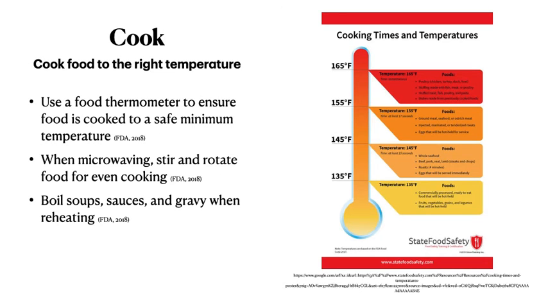The next precaution is to cook. Cook food to the right temperature. Use a food thermometer to ensure that the food is cooked to a proper safe minimum temperature. As you can see here on this chart, there are certain temperatures for certain foods. For example, poultry should be cooked to a minimum of 165 degrees Fahrenheit, while ground meat or seafood may only need to be cooked to 155 degrees Fahrenheit.